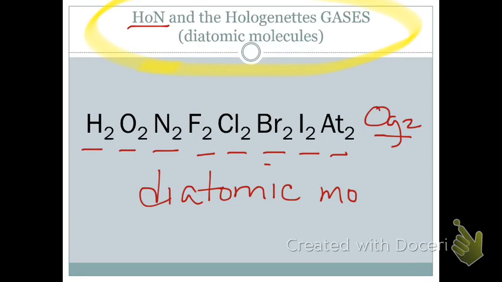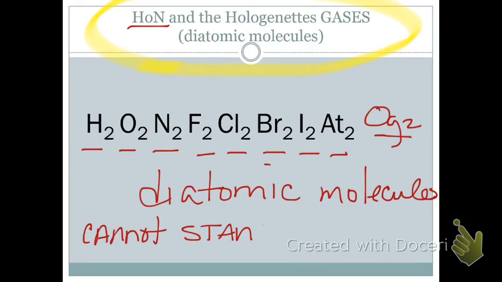These are diatomic molecules. These are molecules that cannot stand alone as a molecule. They have to have the subscript 2, or they have to be diatomic, 2 atoms with each other. So make sure you keep that in mind as we go through, because if I'm talking about something that is a gas and it's one of the Han and the halogenettes, you have to know the formula in order to know the correct molecular mass of it so that you can do the density comparison.